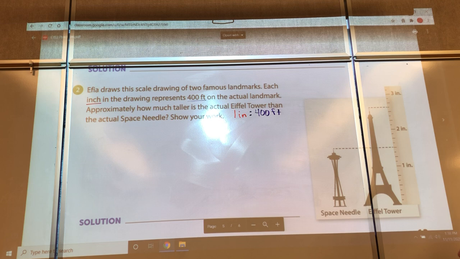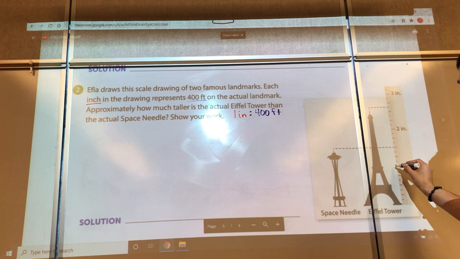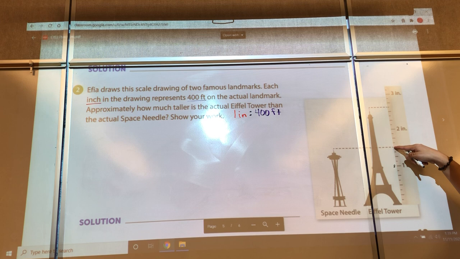Well, it's really important to notice how many of these lines are in each inch. Let's see, there's 1, 2, 3, 4, 5, 6, 7, and 8. So there's 8 lines in each inch. So here is going to go 1, 2, 3, 4. So this is going to be 4. So 4 divided by 8 is half. So we're at an inch and a half. So this is going to be 1.5 inches.